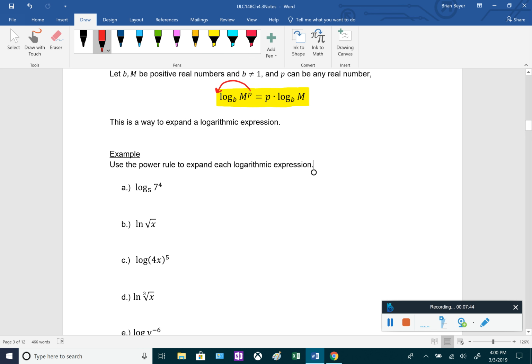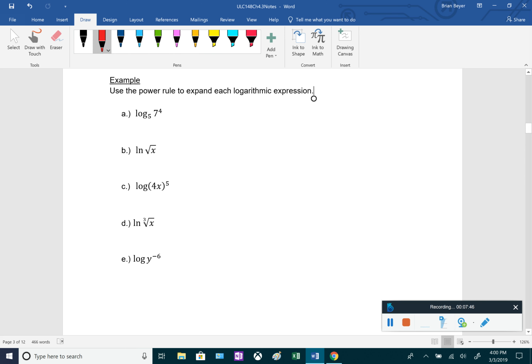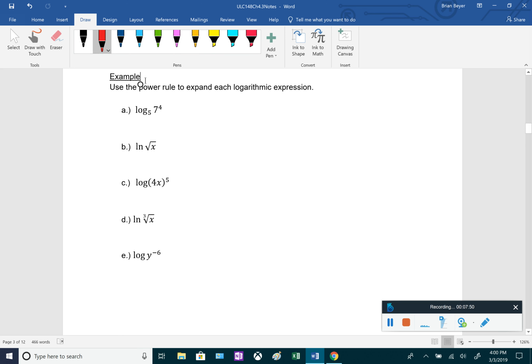Okay, so let's do some examples here. So let's use the power rule to expand these expressions. First one, we have log base 5 of 7 to the 4th. So we see that there is an exponent on that input, which is 7. The exponent's 4, so we're going to bring that down front. It's going to become 4 times log base 5 of 7.